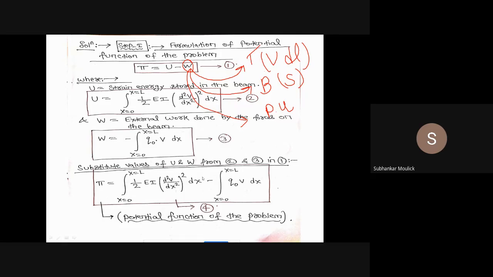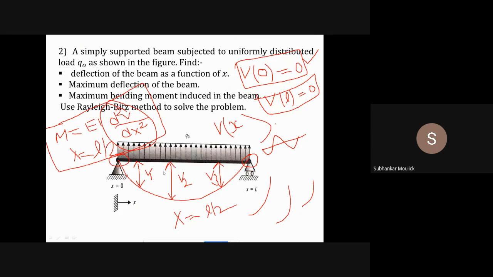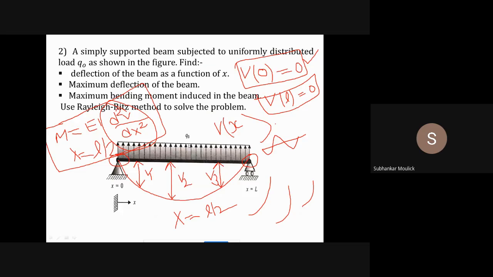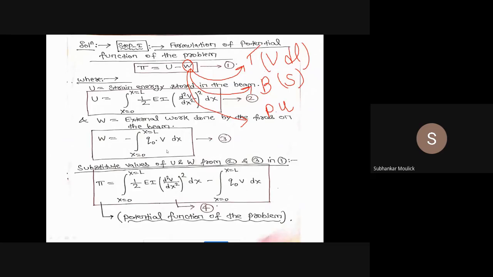So from the diagram, I came to know that only the traction component is present, that is the UDL component is present. So the external work done on this beam will be due to this UDL, and that is nothing but minus integral x equal to 0 to x equal to L into the UDL component of force, that is Q naught, into the deflection of the beam, that is V dx, equation number 3, which is W. Is it clear?